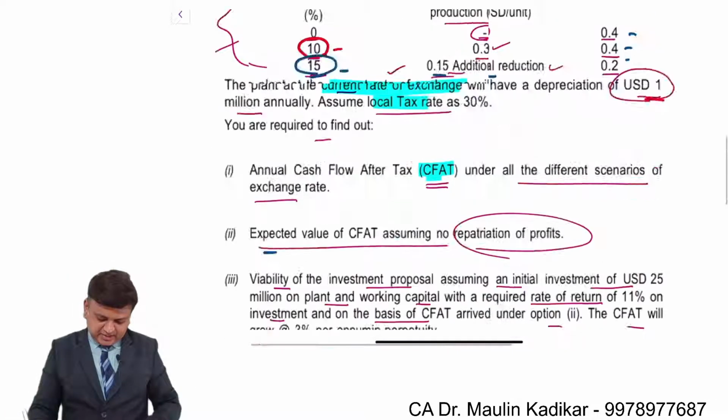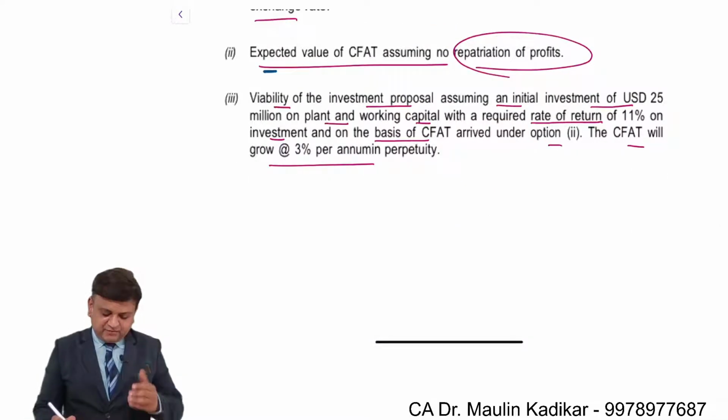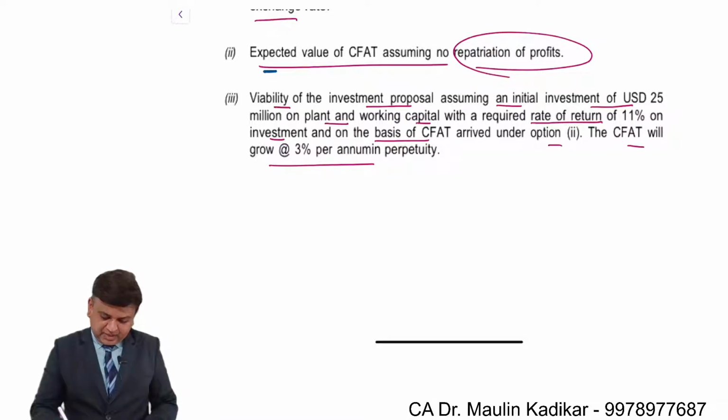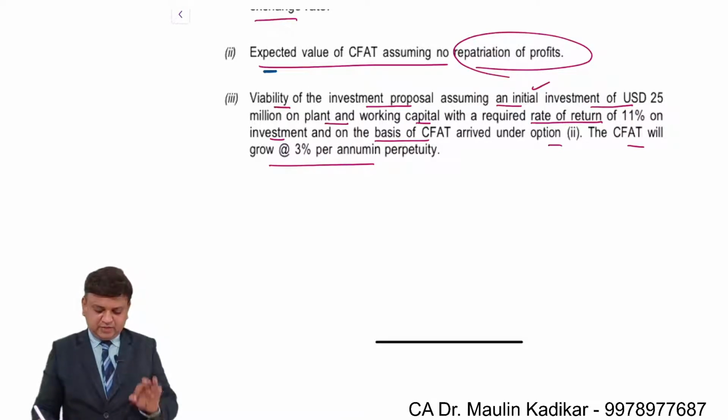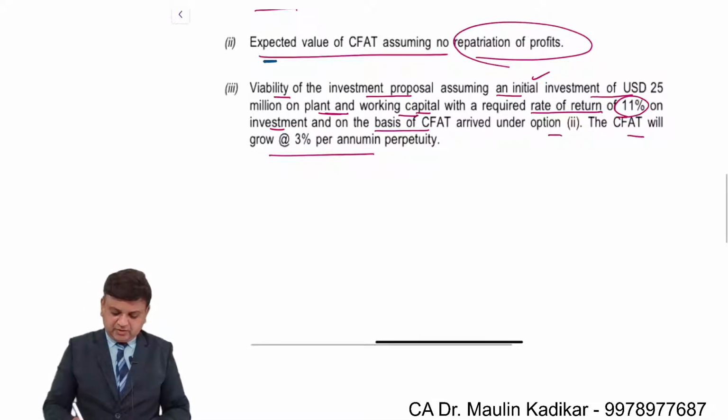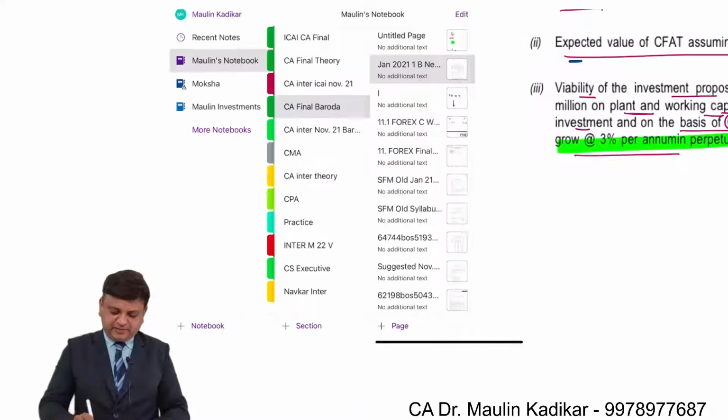Let us see the last question. Validity of the investment proposal means whether the project should be accepted or not. Assuming an initial investment of $25 million on plant and working capital, with the required rate of return discounting rate of 11%, and on the basis of the CFAT arrived at in option 2, highlight the portion: CFAT will grow at the rate of 3% for perpetuity.